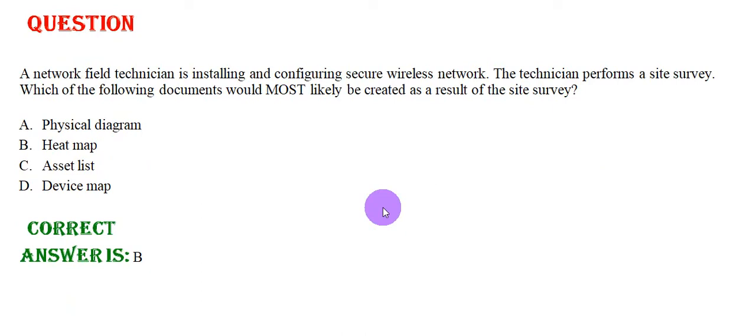A network field technician is installing and configuring a secure wireless network. The technician performs a site survey. Which of the following documents would most likely be created as a result of the site survey? Option A, physical diagram. Option B, heat map. Option C, asset list. And option D, device map. The correct answer is option B.